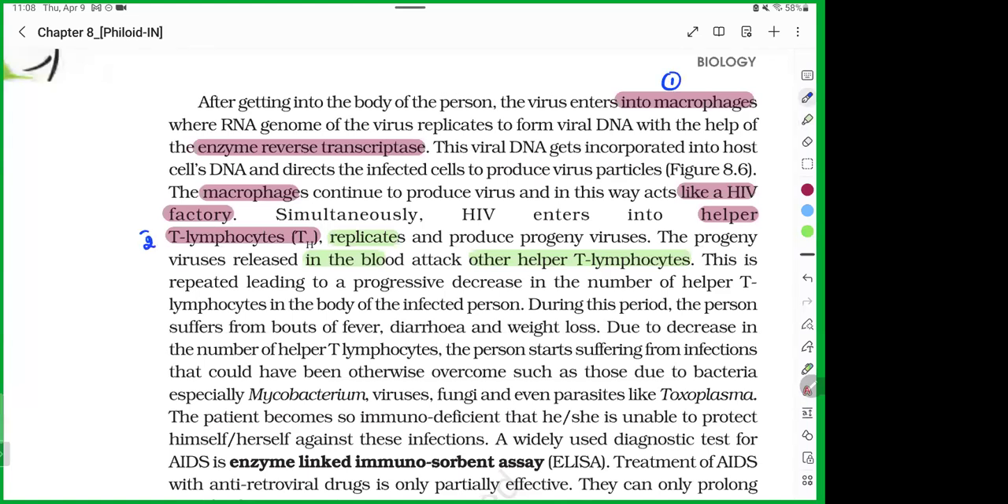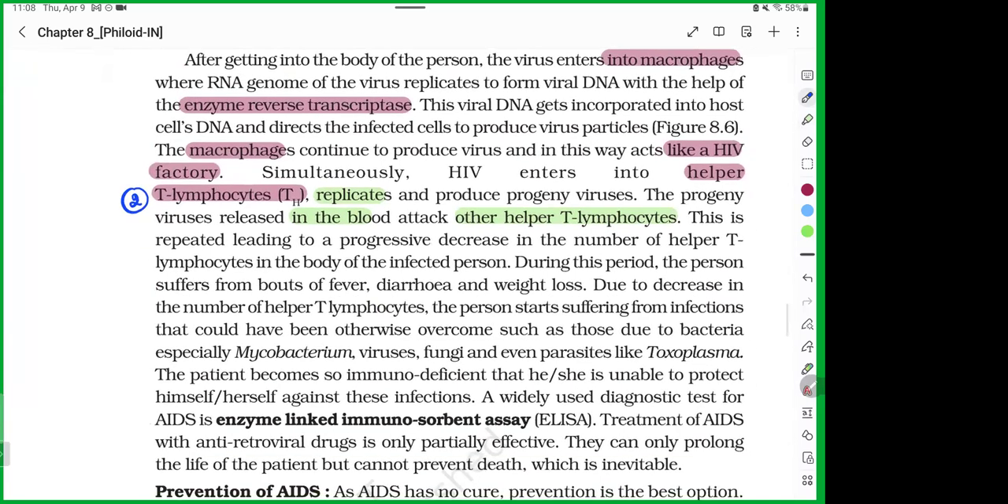Very, very correct. And because the T cell is continuously affected, you will see a decrease in the number of T lymphocytes in the body. Correct. And you know T lymphocytes are important as they help in antibody formation. So immunity will go weak. During this period, the person will suffer from fever, continuous fever, diarrhea, and weight loss. And because there is a continuous decrease in helper T cells, the person will start suffering from infections.